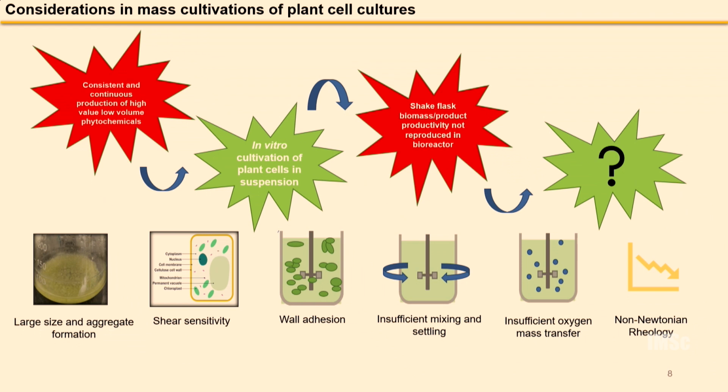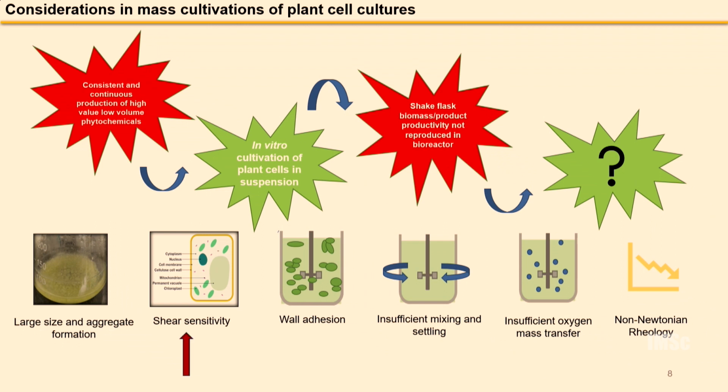There are a lot of specific characteristics for plant cell culture. First of all, plant cell cultures are large in size and they have aggregate formation capabilities. They are shear sensitive, and since they have large size, they have the possibility to adhere to the bioreactor parts, and there is a problem of insufficient mixing and settling of the cells. Because of all this there is insufficient oxygen mass transfer, and there is also a non-Newtonian rheology.